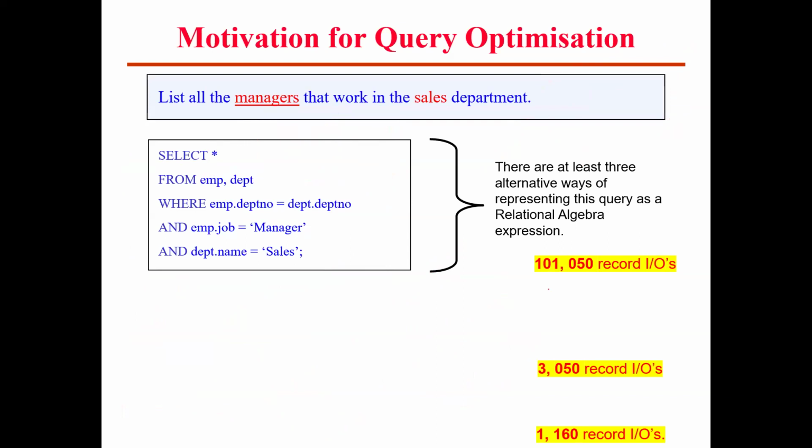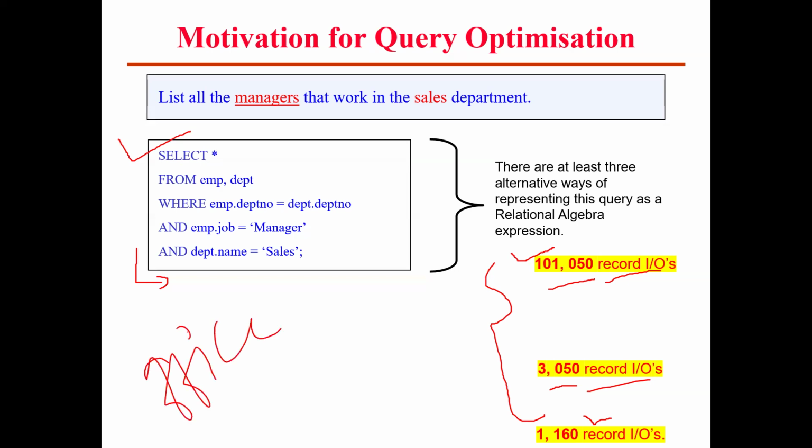As you see here, we have some numbers, this number and this number and this number. What does it mean? It means that the same query can be written in more than one form. Each algebraic version of this query will have certain record IO numbers. As you see here, we have almost 1 lakh record IOs, and here we are having 3,000, and here we are having only 1,100 or 1,200 IO records that are doing the same work.